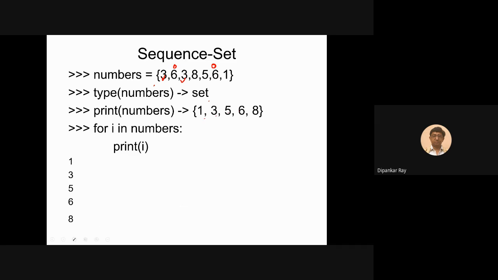A set, by virtue of its property, automatically eliminates all the duplicate elements, and then it stores them in an ordered fashion, 1, 3, 5, 7.